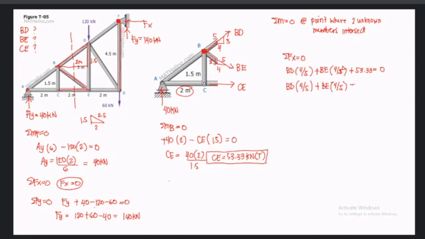So, I'll just move the constant to the other side, no? So it will become negative 53.33. And that will be your equation number 1.